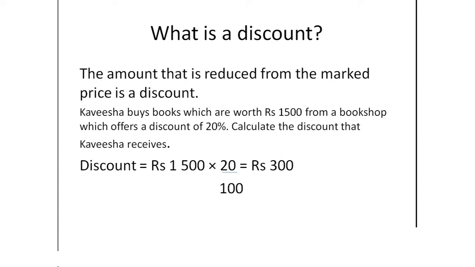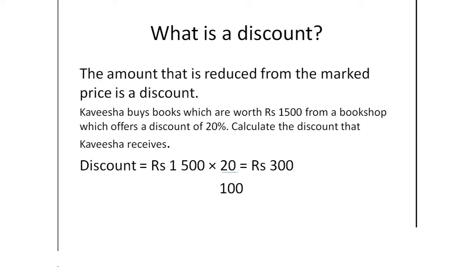Kavisa buys books worth 1500 rupees from a bookshop, which offers a discount of 20%. What do you mean by 20%? If the mark price of a book is 100 rupees, you have to pay only 80 rupees. Selling price is 80 rupees. They are reducing 20 rupees. That is known as discount. 20 rupees for 100 rupees. That's the percentage of discount.